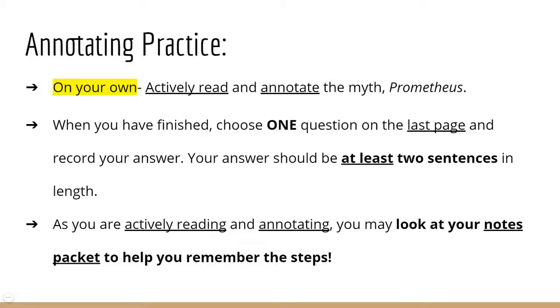As you are actively reading and annotating, you may look at your notes packet to help you remember the steps. Press pause while you work on the annotation practice. This assignment should take about 10 minutes or so. When you are done with the practice assignment, press play.